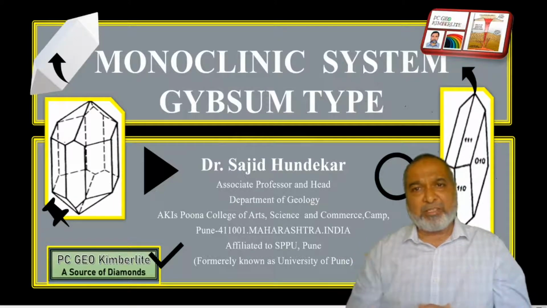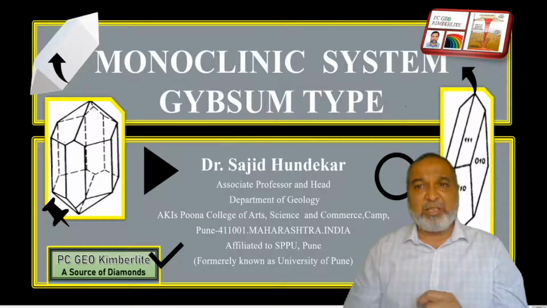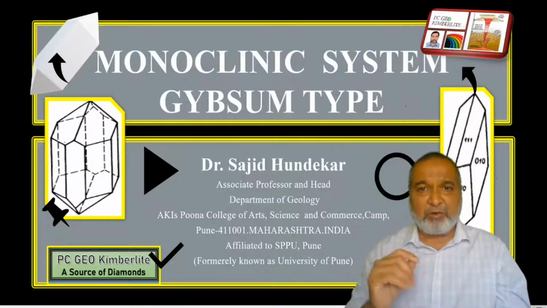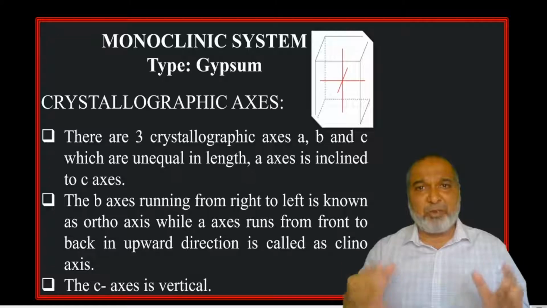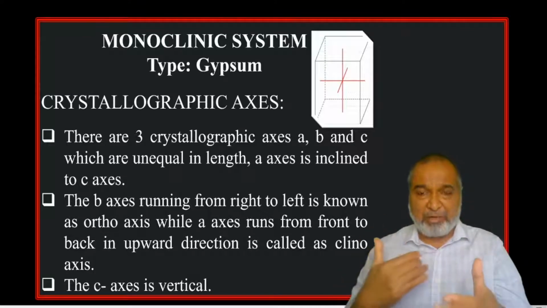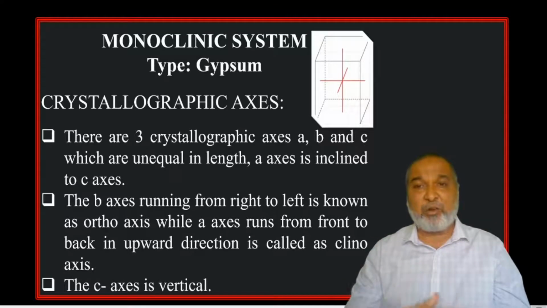Now monoclinic system, gypsum type, the name itself is giving you the indication. Mono means one, clinic means inclination. Here, out of the three axes, one axis is inclined. Remember, for the monoclinic system, the name automatically becomes gypsum type. Yes, this is a normal class.